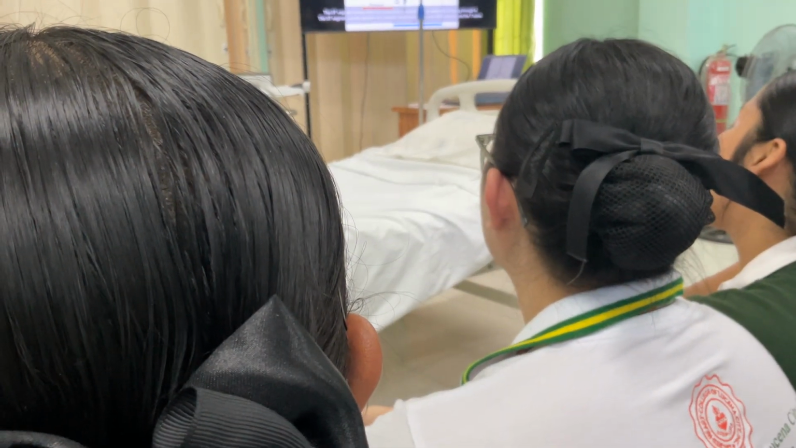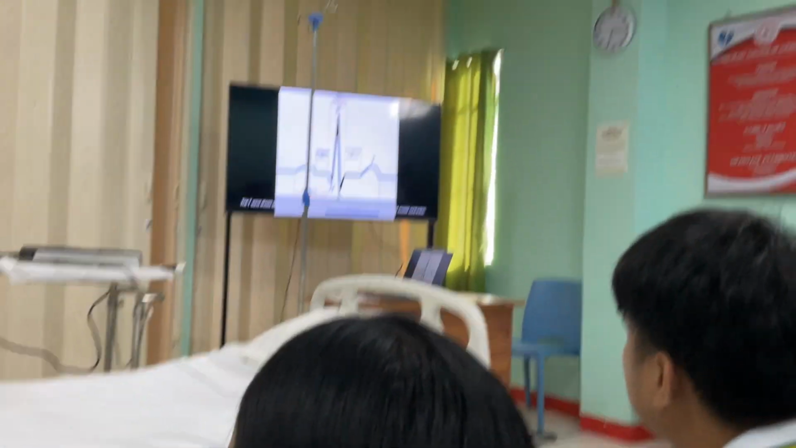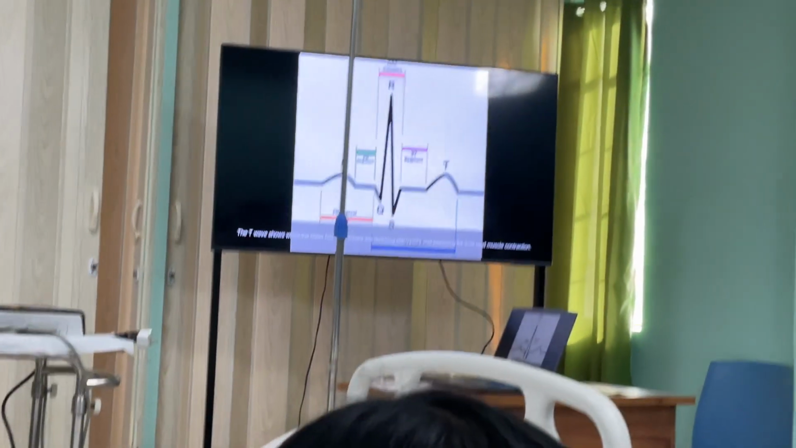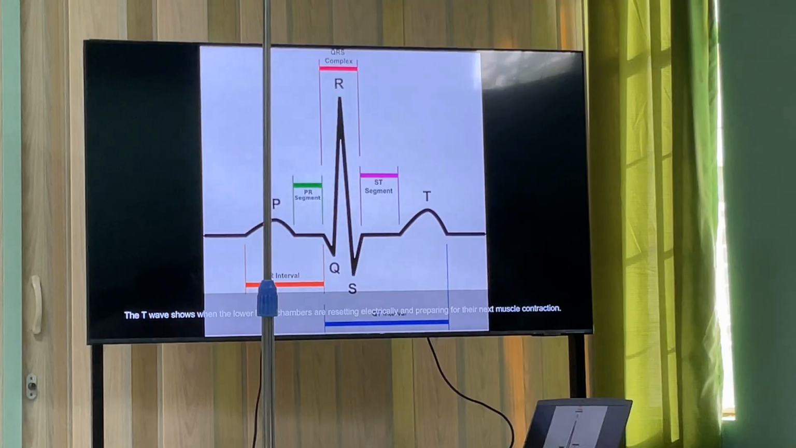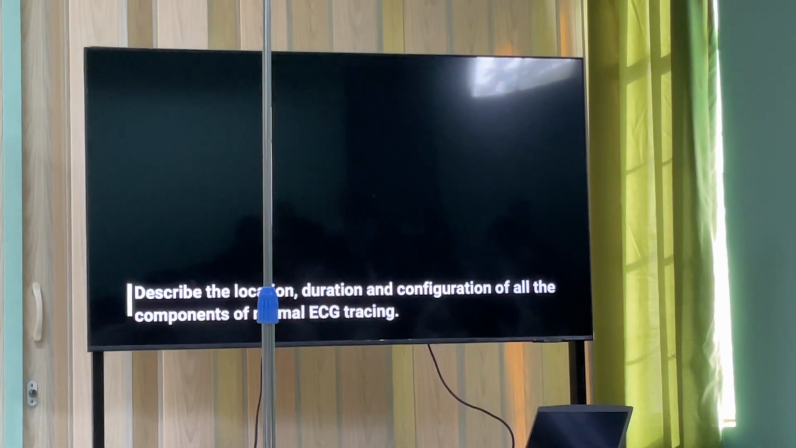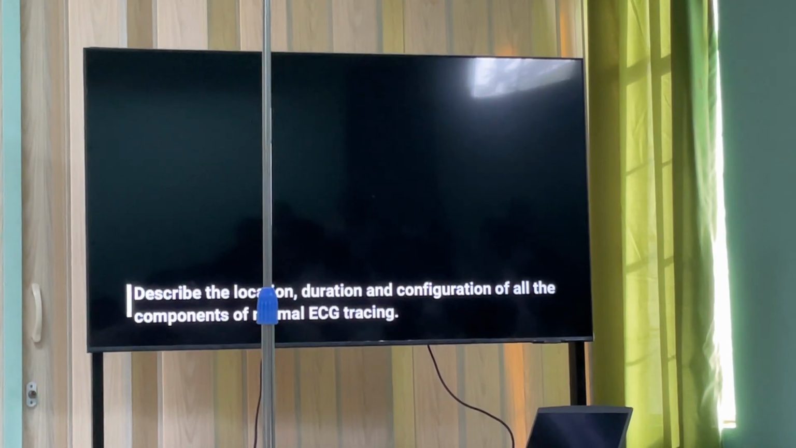The ST segment shows when the ventricle is contracting and no electricity is flowing through it, wherein it usually appears as a straight, level line between the QRS complex and the T wave. The T wave shows when the lower heart chambers are resetting electrically and preparing for the next muscle contraction. Describe the location, duration, and configuration of all the components of normal ECG tracing.